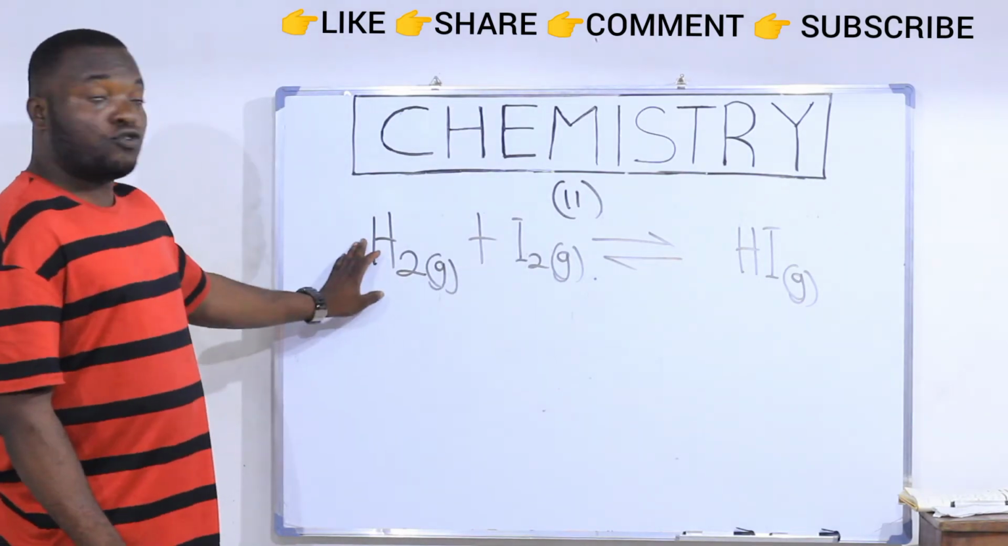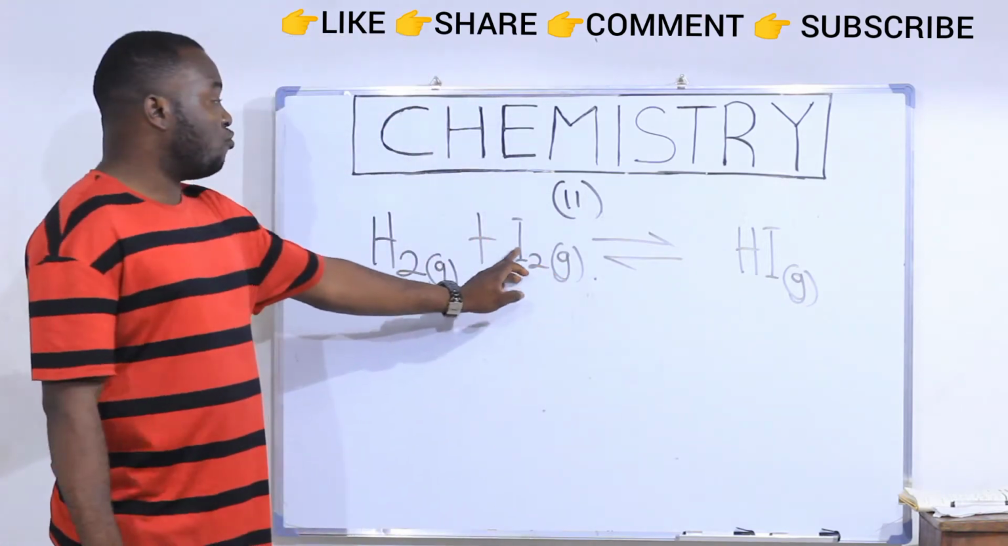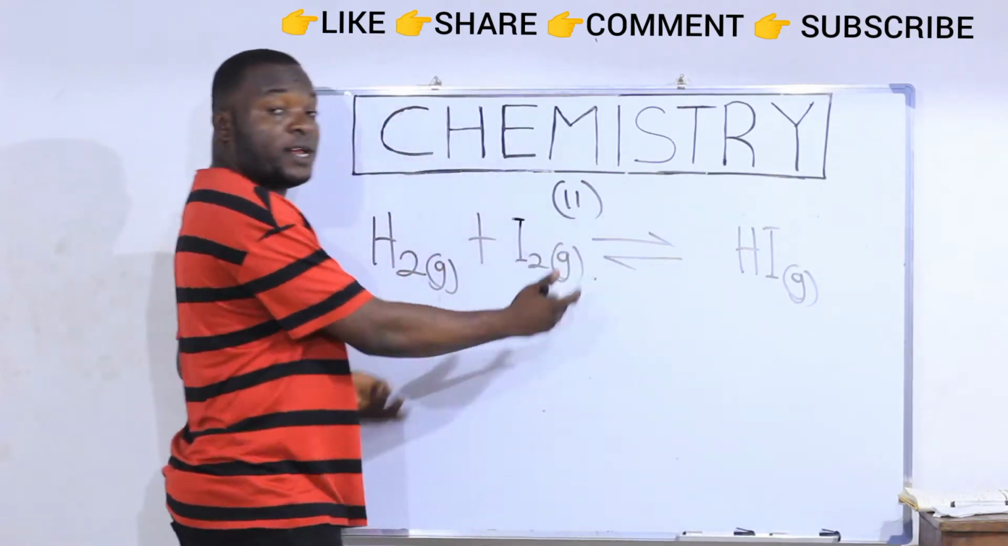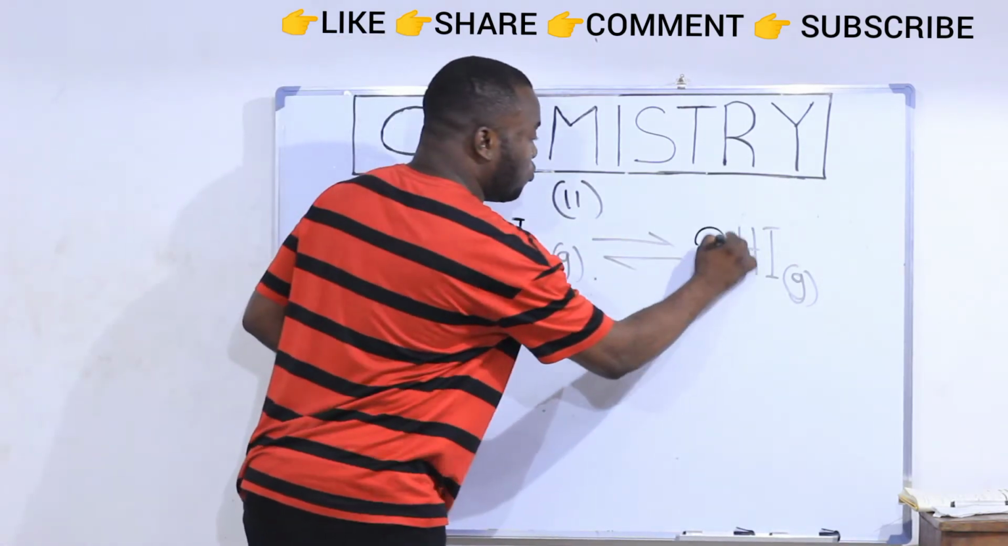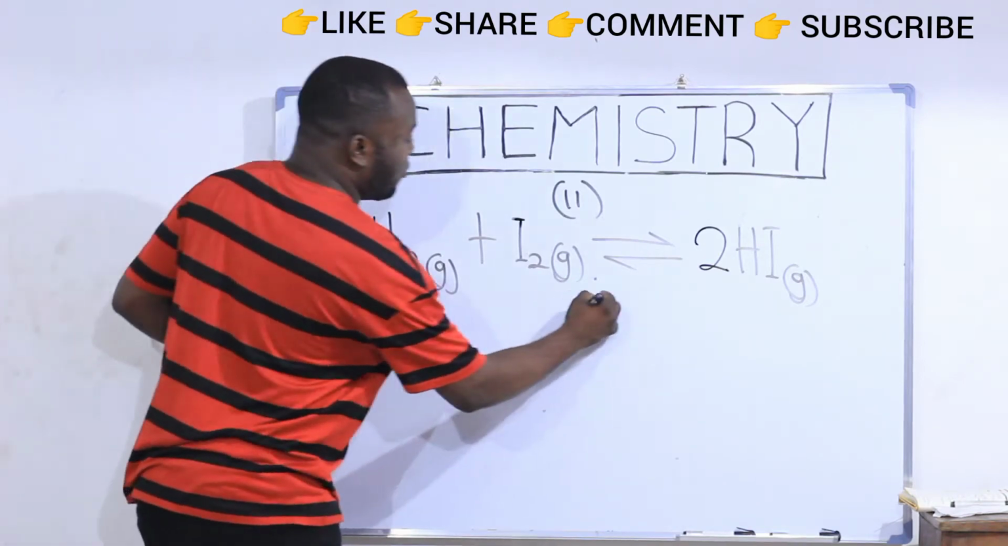On the left, we have 2 hydrogen atoms. On the right, we have 1. On the left, we have 2 iodine atoms. On the right, we have 1. So for us to balance this equation, all we need to do is to put 2 here. Everything balances. Now we can write the expression given to us.